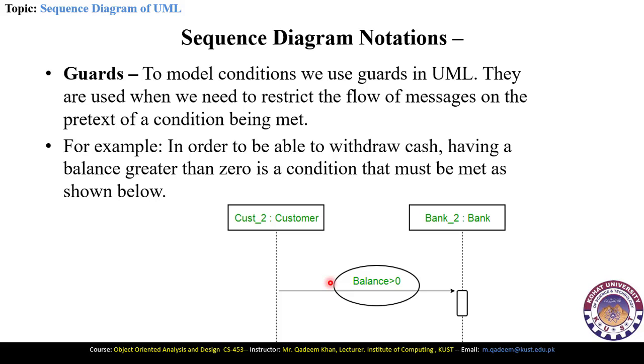For example, here the customer is using the bank. But if the bank balance of the customer is greater than 0, meaning that it is not equal to 0 or negative, then the customer can interact with the bank in that particular situation. So in order to be able to withdraw cash, the customer's balance must be greater than 0, and this is the condition that must be met. The condition is shown with these symbols, representing that when the customer is interacting with the bank, the balance should be greater than 0.